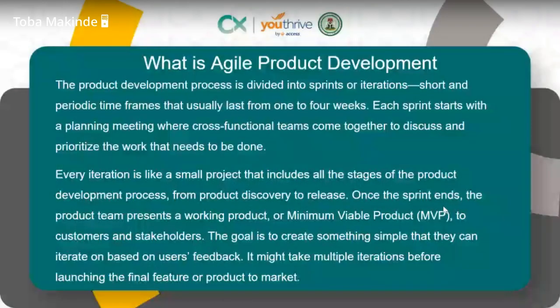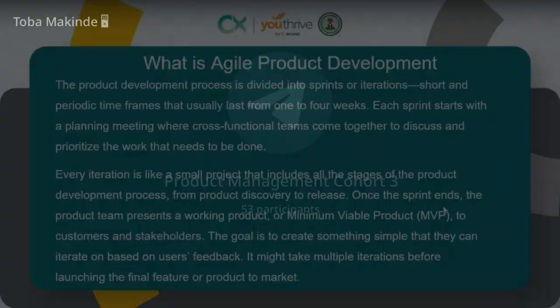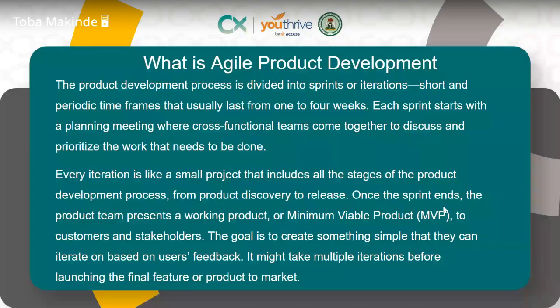All right. So every iteration is like a small project. After prioritizing, before you break it down into smaller projects, yes, I said every iteration is like a small project that includes all stages of the product development process. So the projects take the form of each stage of your product development process, from product discovery to release.